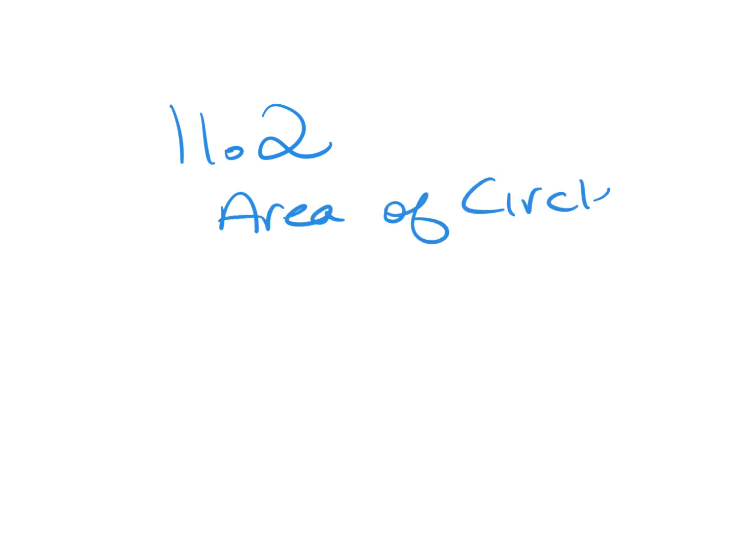All right, so the formulas from 11.2. This is where we learned area of a circle. And that formula, there's only one. It's pi times the radius squared.